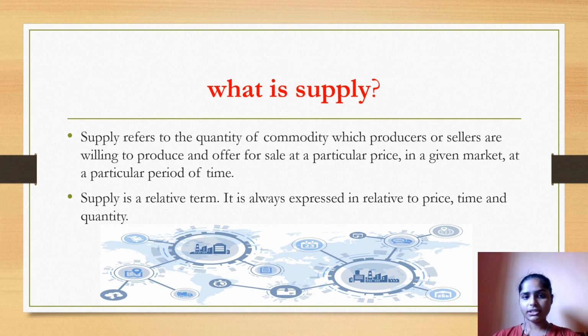The meaning of supply. What is supply? Supply refers to the quantity of a commodity which producers or sellers are willing to produce and offer for sale at a particular price in a given market at a particular period of time. Supply is a relative term. It is always expressed in relation to price, time and quantity. And in supply, price and quantity have a direct relationship.